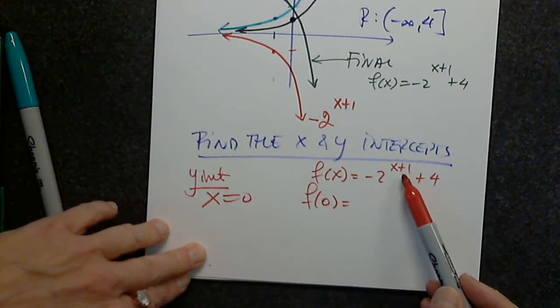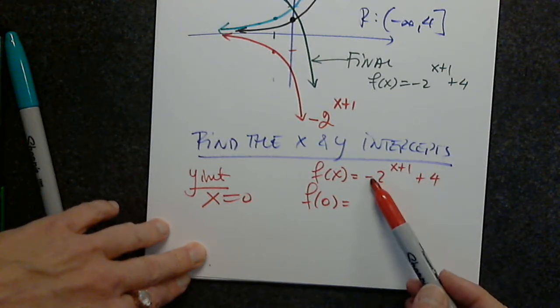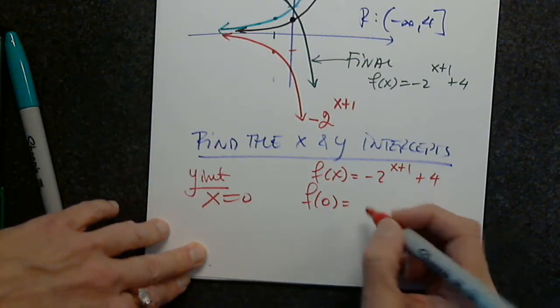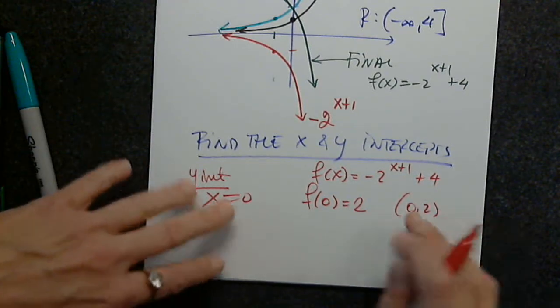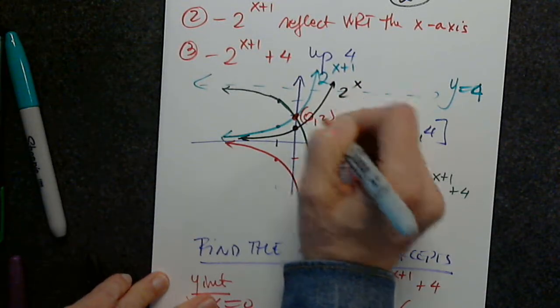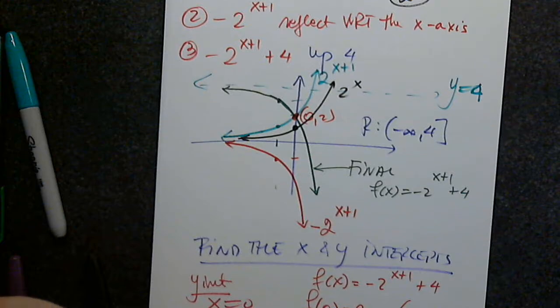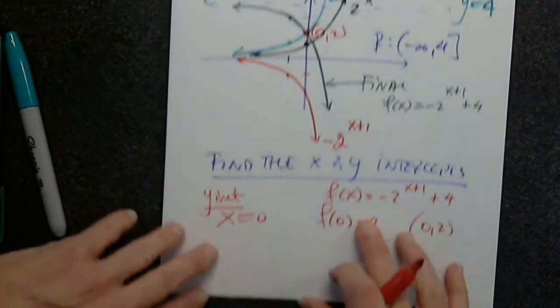0 plus 1. 2 raised to the first power. 2 times negative 1. Negative 2 plus 4. So this is 0, 2. Well, lucky me. I wouldn't have known. It just happens that I hit 0, 2. I would have gone back and adjusted the graph once I have this information.